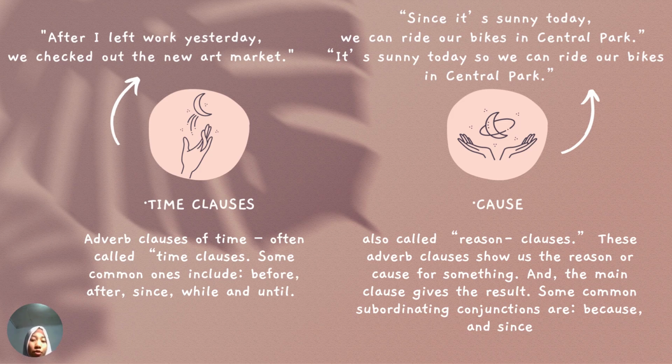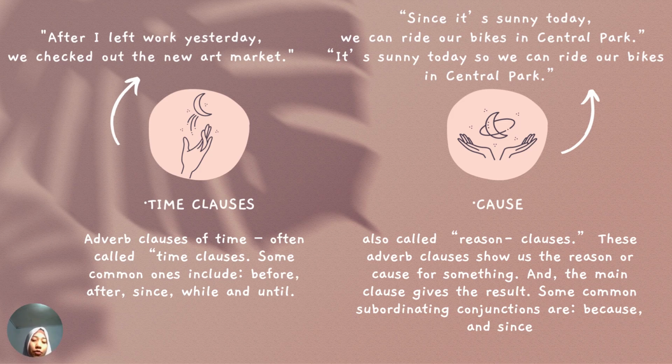Okay, next, cause. Cause, also called reason clauses. These adverb clauses show us the reason or cause for something, and the main clause gives the result. Some common subordinating conjunctions are because, since, as, and so. And for your information, as and since clauses are used when the reason is already known to the listener, but as and since are somewhat formal. For everyday spoken English, we often replace those words with the conjunction so.